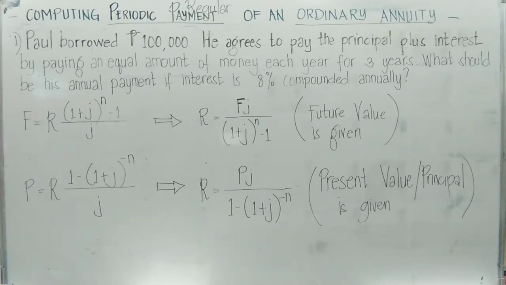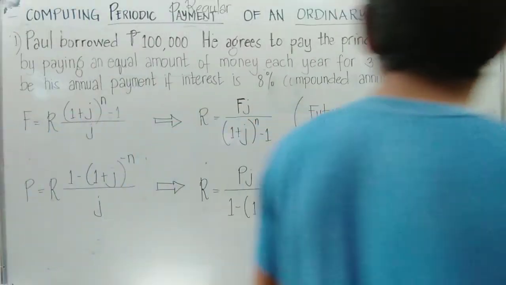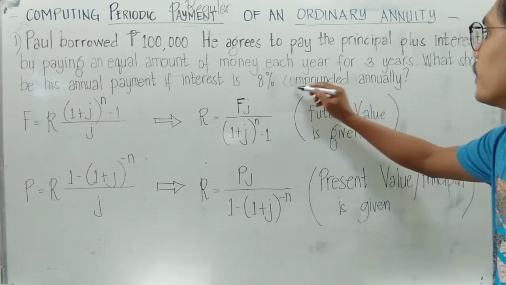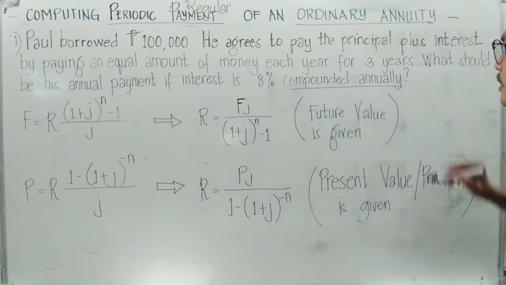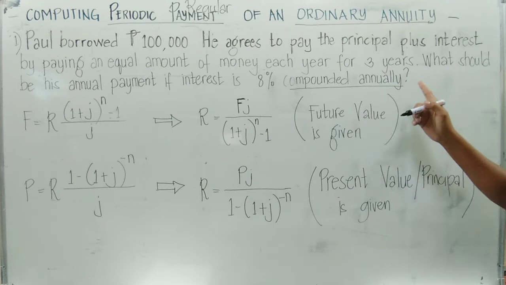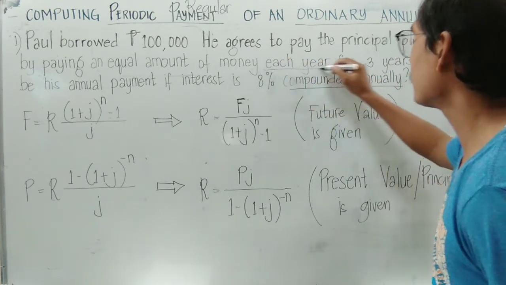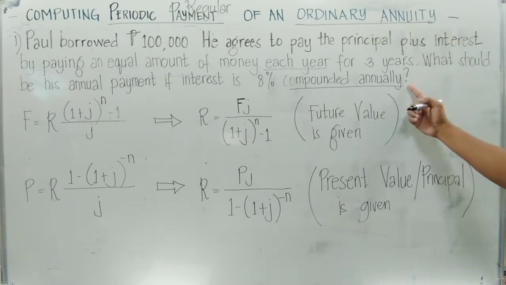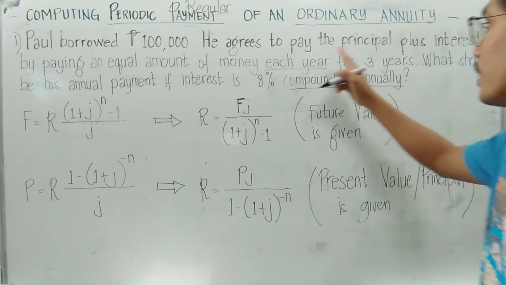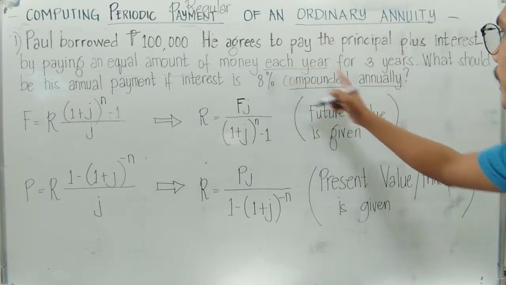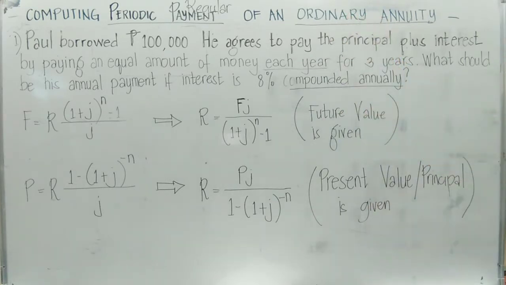So, on our situation, it is very evident that this situation is about ordinary annuity because he will be paying annually, or the compounding frequency of interest is compounded annually, and he will pay every year. So annually means every year. Okay? So the interest is compounded annually, as well as he will be paying a certain amount of money every year. So they are equal. Therefore, it is an ordinary annuity.